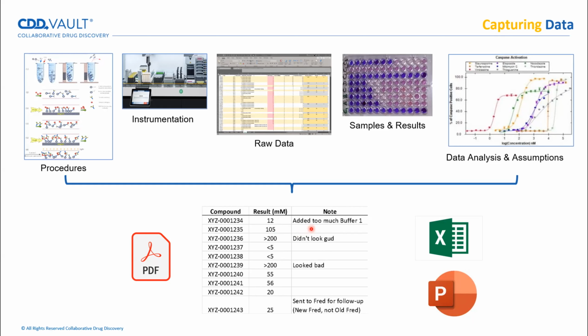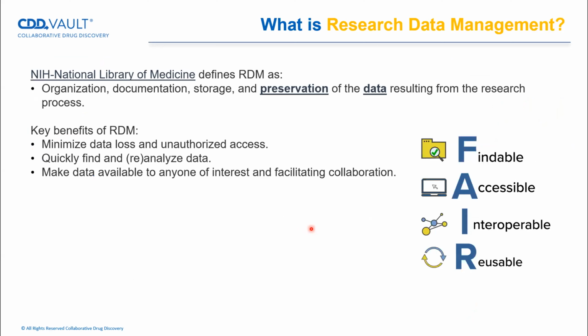So now that we've gone over the landscape of research data a little bit, we'll dive into research data management. So just a definition from the NIH, RDM, research data management, is the organization, documentation, storage, and preservation of data from the research process. At the end of the day, you want your data to be FAIR. A lot of RDM platforms talk about this FAIR data principle from the Pistoia Alliance.